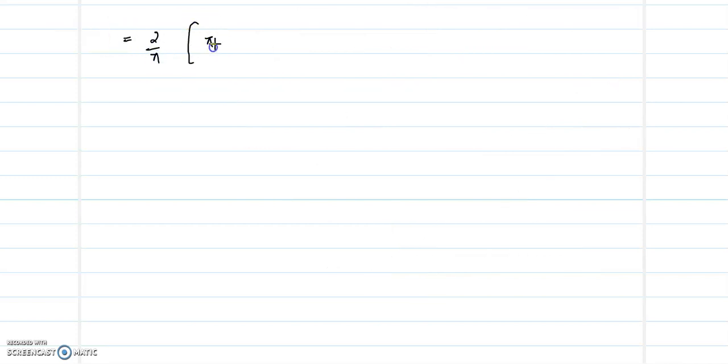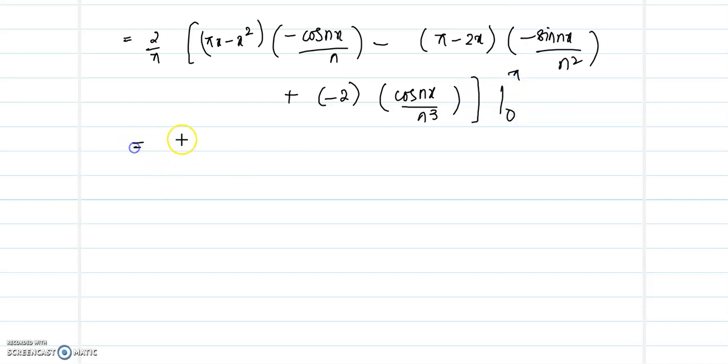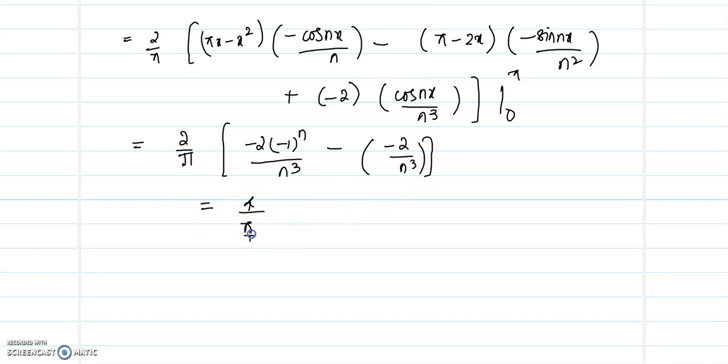That will be 2 by pi times pi x minus x square. Now the integral of sin nx is minus cos nx by n, minus pi minus 2x into minus sin nx by n square, plus minus 2 into cos nx by n cube, from 0 to pi. So upon applying the limits, we will be getting 2 by pi into, at pi this will be 0, sin n pi is 0, so we will be getting minus 2 into minus 1 whole power n by n cube, minus at 0, this will be 0, sin 0 will be 0, so we will be getting minus 2 by n cube. So that will be 4 by pi n cube into 1 minus minus 1 whole power n.